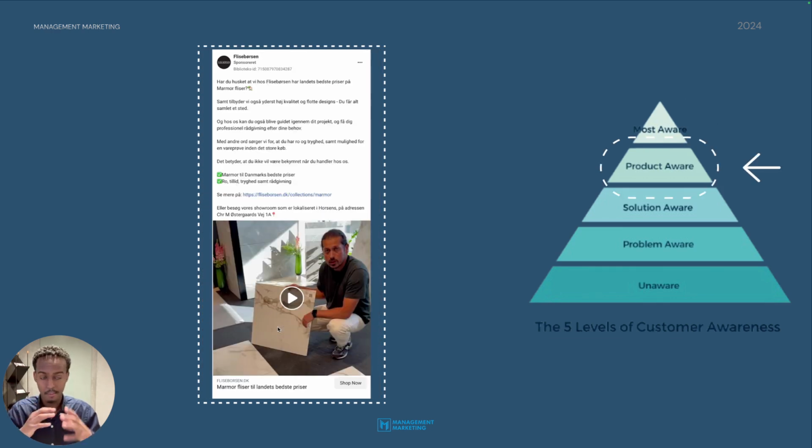Now, product aware and most aware are relatively similar, but when you're dealing with a product aware audience, you have to remember that yes, they understand who you are and they understand your brand, but they don't yet have a crystal clear image in their head of how your product can satisfy their needs.